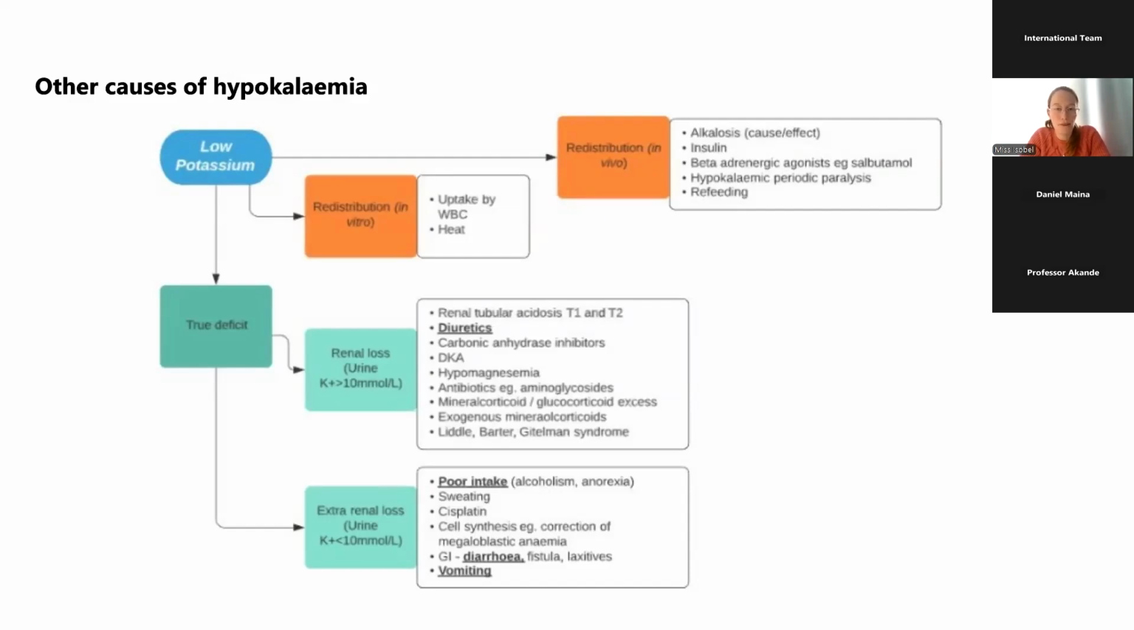and then some much rarer issues with the kidney like Gitelman syndrome. The other causes of a low potassium are extrarenal losses, quite often poor intake, so alcoholism, patients often don't have a good diet, sweating, cisplatin, which is used for cancer treatment, cell synthesis, so in the correction of megaloblastic anemia, for example, and then losses such as diarrhea, fistula, laxatives, and vomiting. So very common if the patient has a GI problem.